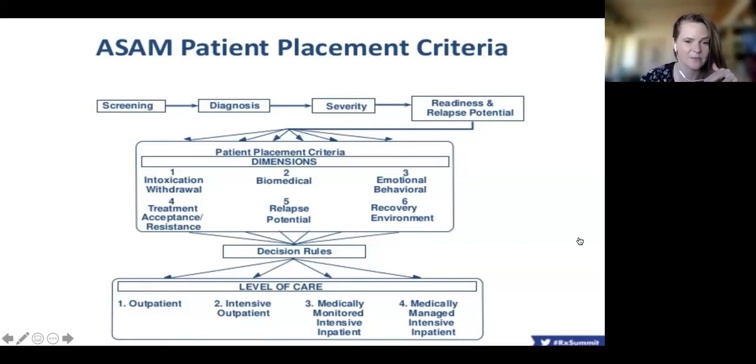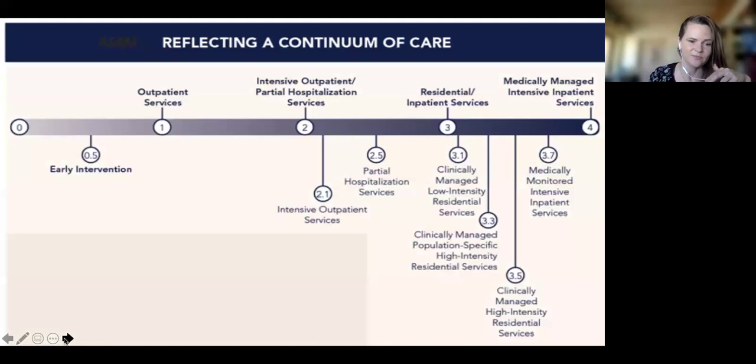And then similarly, relapse potential and very importantly, their treatment acceptance or resistance, because that's going to be a really important determinant about what level of care is going to be right for them. And that in turn brings us to the decision rule part of what level of care is going to work best for that individual patient, all the way from outpatient up to medically managed intensive inpatient. So this is just really a spectrum for reference in terms of that spectrum of care.